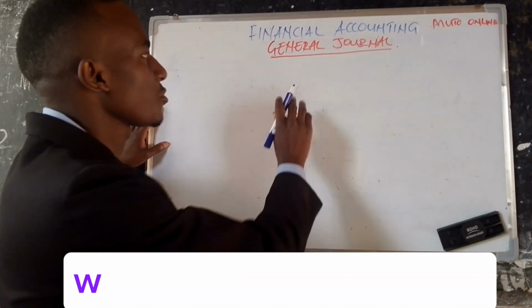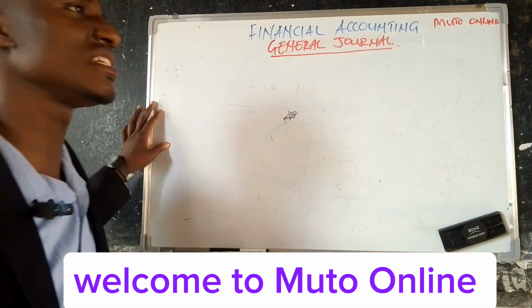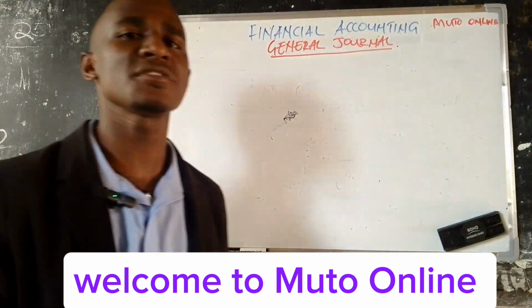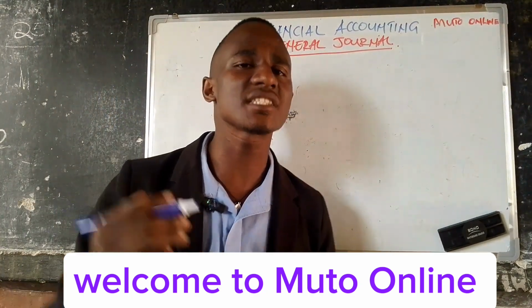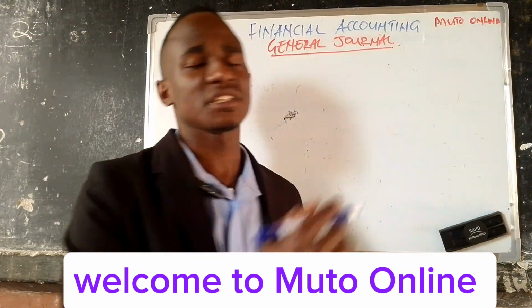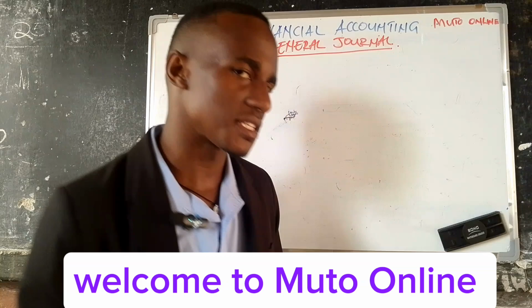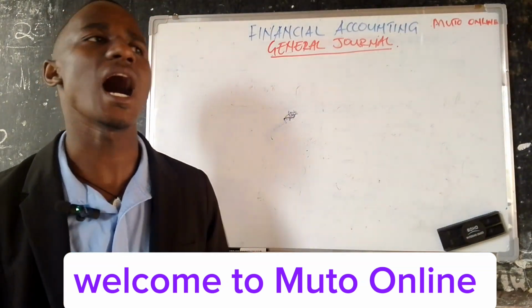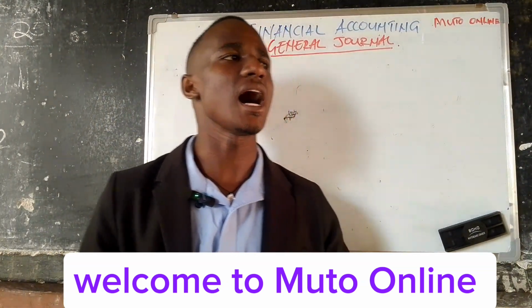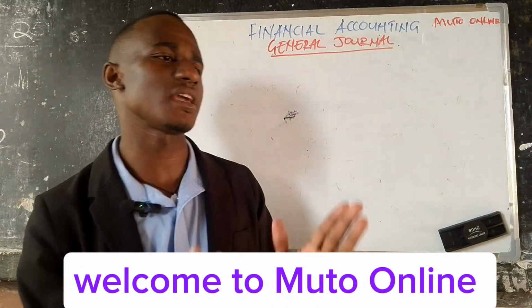We are going to look at what we call a general journal. Someone may ask, what is a general journal? A general journal is a financial statement that shows a credit and a debit system of a transaction, how transactions are awarded, basically on the position that they are in.